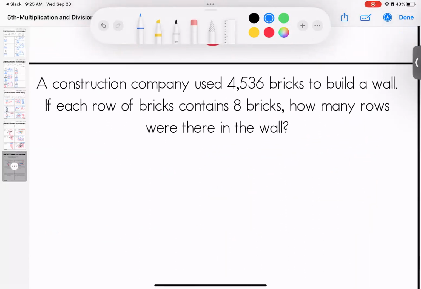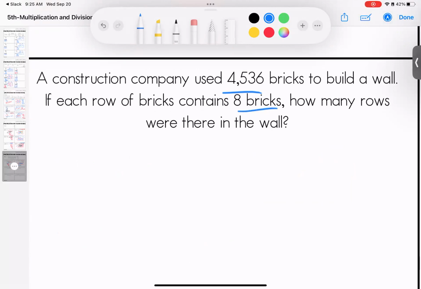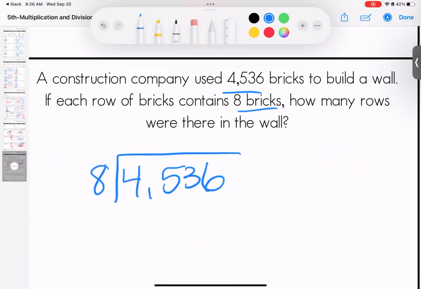All right, little loves. Next one, it says a construction company used 4,536 bricks to build a wall. If each row of bricks contained 8 bricks, how many rows were there in the wall? So we are dividing our 4,536 bricks by 8 to find out how many rows we have. That's what we're looking for. So 8 does not go into 4, but it does go into 45. 6 times 8 is 48, too big.